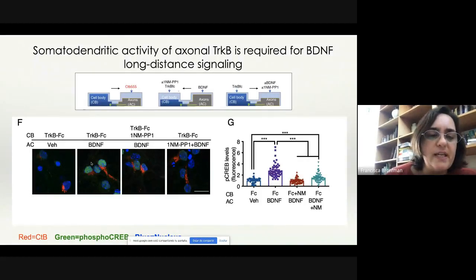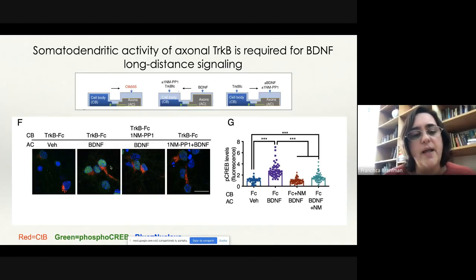Before, you were seeing in green the activation of TrkB, and now you are seeing in green the activation of CREB, which is the downstream effector and is required for dendritic morphology. In red is the cholera toxin, so you know that these neurons have seen BDNF in the axons, and in blue is the nucleus. When you add BDNF, CREB is active, but if you reduce the activity of TrkB in the cell body, then the activity of CREB is also reduced.